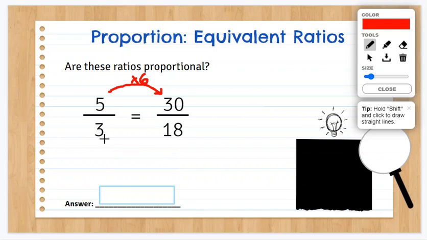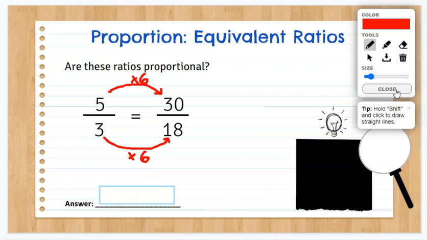So, in the bottom, I'm going to look and see what number I would have to multiply or divide by to get from 3 to 18. To get from 3 to 18, I can multiply again by 6. Since I'm multiplying by the same amount on the top and the bottom to get from 5/3 to 30/18, I know that these two must be proportional.